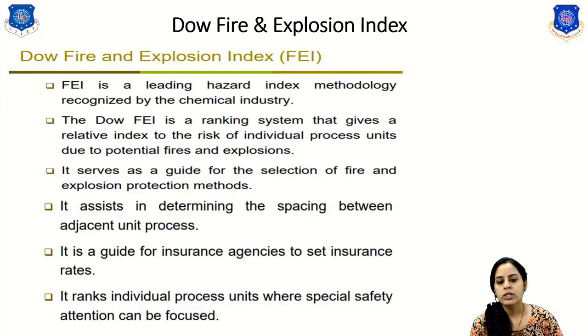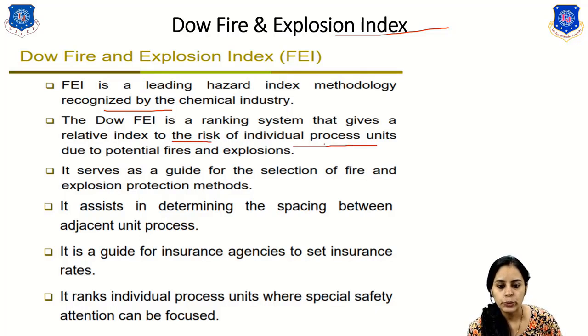Now, the last topic, which is the Dow fire and explosion index. Okay, so what do you mean by the Dow fire and explosion index? It is a leading hazard index methodology recognized by the chemical industry. Okay, so the Dow index is a ranking system that gives a relative index to the risk of individual process units due to potential fire and explosion. It serves as a guide for the selection of fire and explosion protection methods.